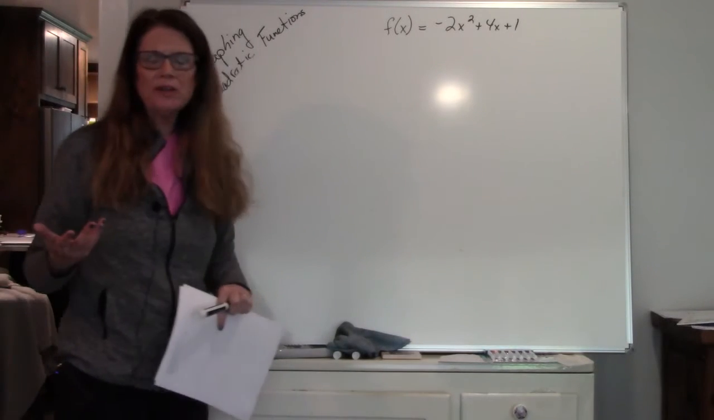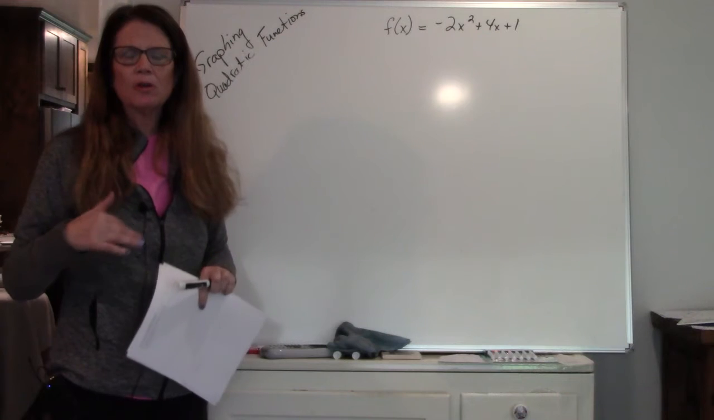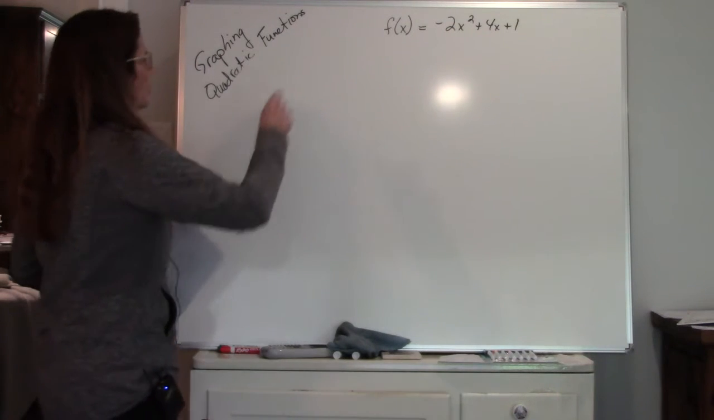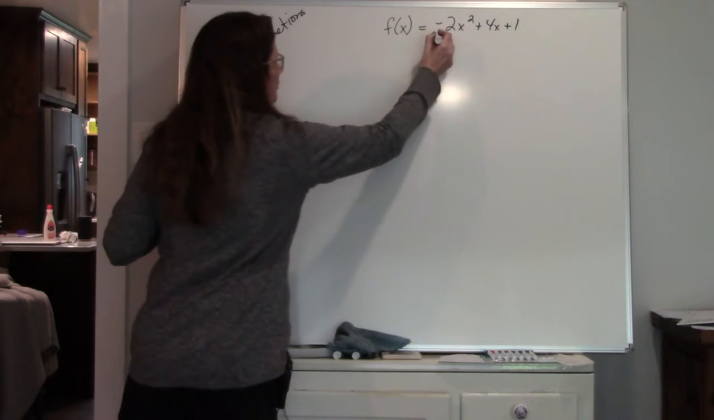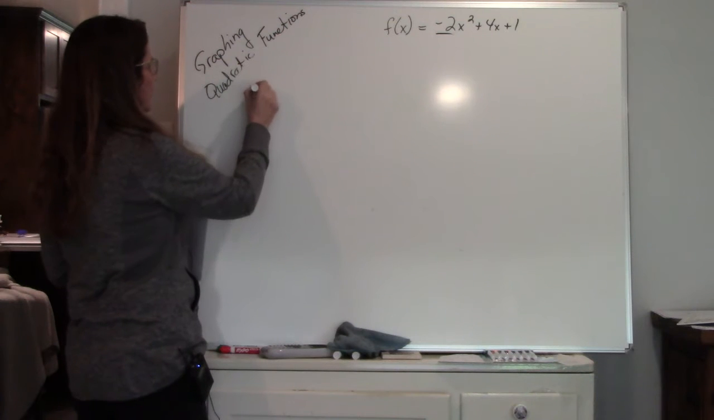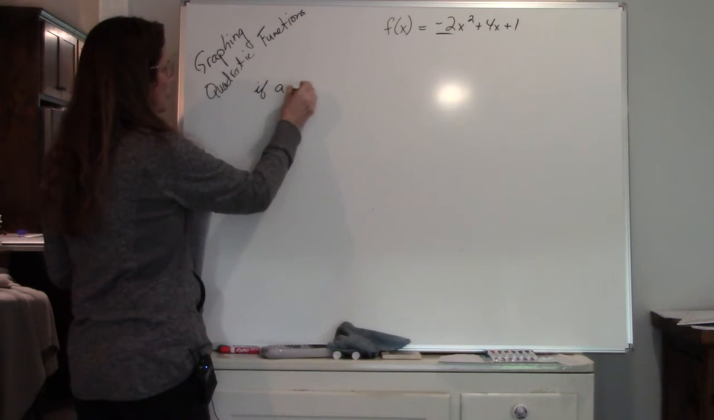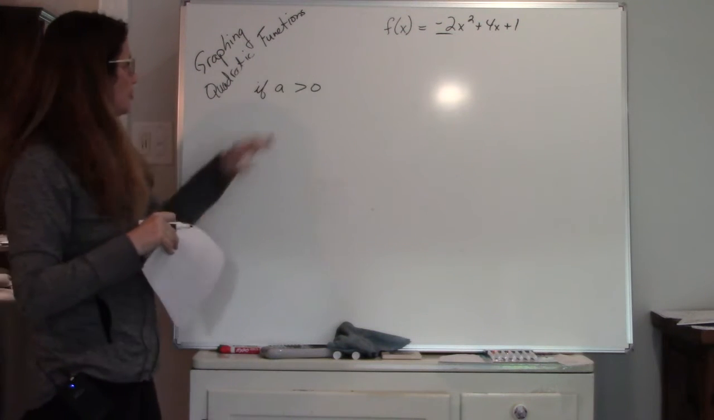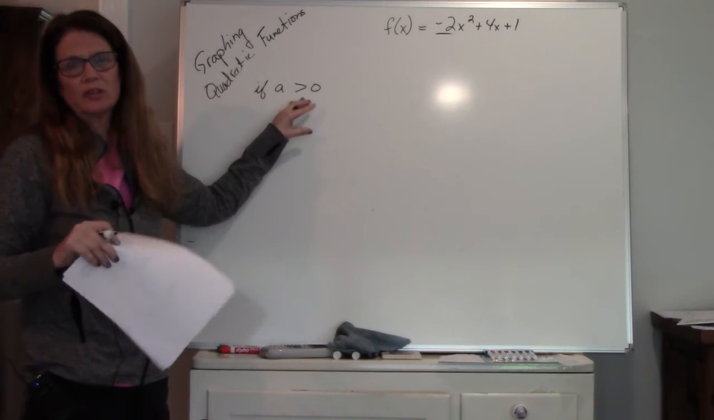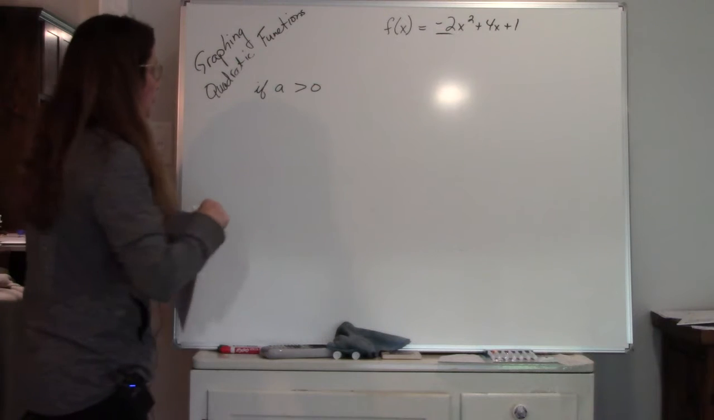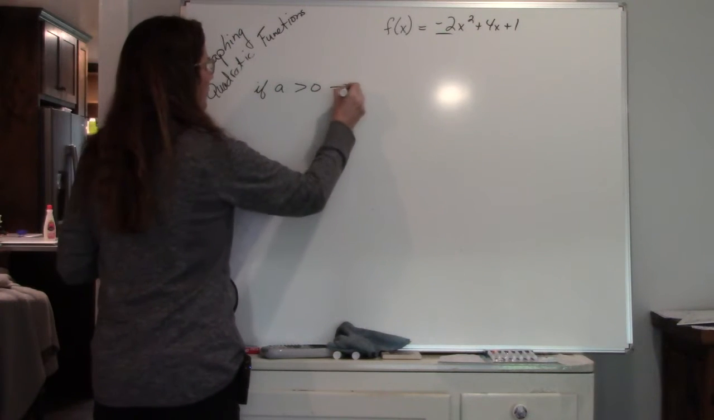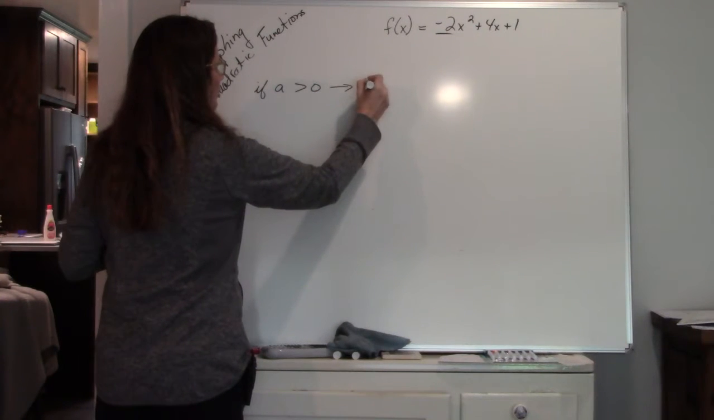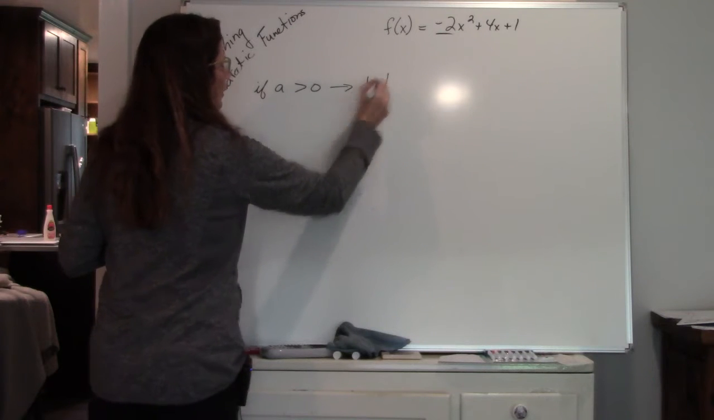Okay, so how do we know if our graph opens up or opens down? It's all based on this first term. If A is greater than 0, which means it's positive, anytime you see this terminology, it's just a math way of saying we have positive numbers, then our graph is going to open up.